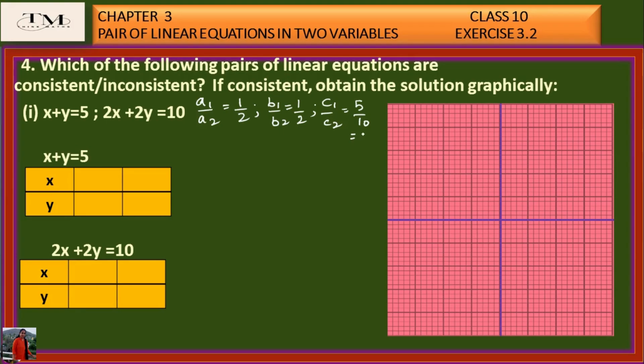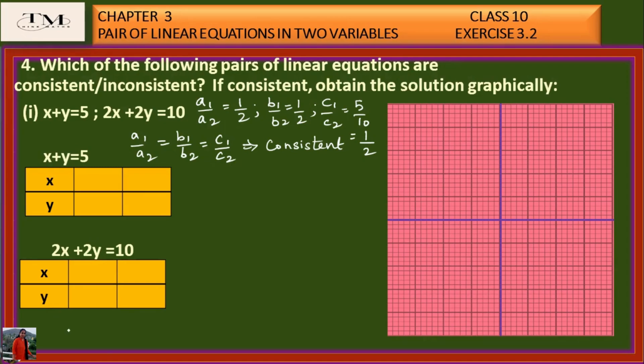Both are multiples of 5, so we can divide by 5. 1 5 is 5, 2 5s are 10. So we get A1 by A2 is equal to B1 by B2, which is equal to C1 by C2. So all the answers are 1 by 2. So all are equal. If all are equal, then the equations are consistent, and we get an infinite number of solutions.